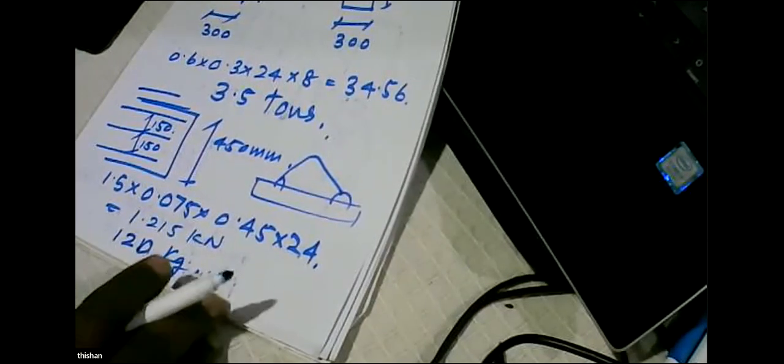And then you will again ask, what is this magic number, 450? The reason is, then you can provide the reinforcement at 150 millimeter centers. So this reinforcement can be at 150 millimeter centers. The next one will again come here, so the reinforcement of that will also be at 150. So you select 450 millimeter as the width.